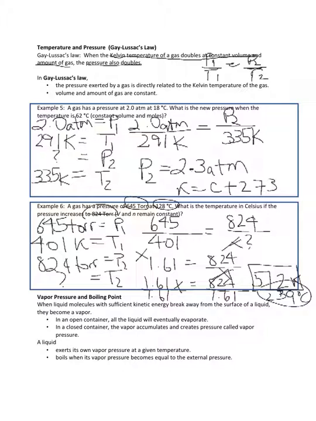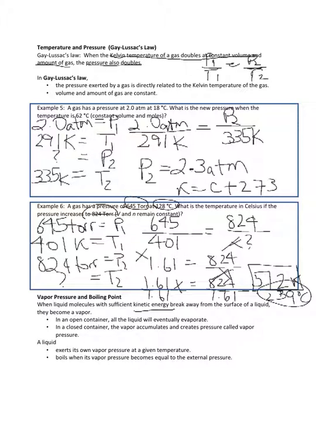Okay, so the last part of Chapter 8, Part 1 is vapor pressure and boiling points. Let's talk briefly about those. When liquid molecules, now granted we're talking about gases this chapter, but when liquid molecules with sufficient kinetic energy, or sufficient energy of motion, break away from the surface of a liquid, they become a vapor. A vapor is a gas, which is of course why we're talking about this.